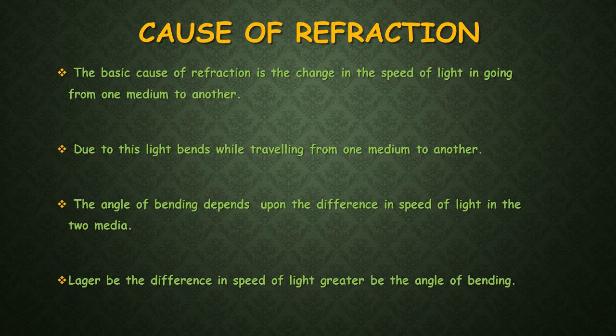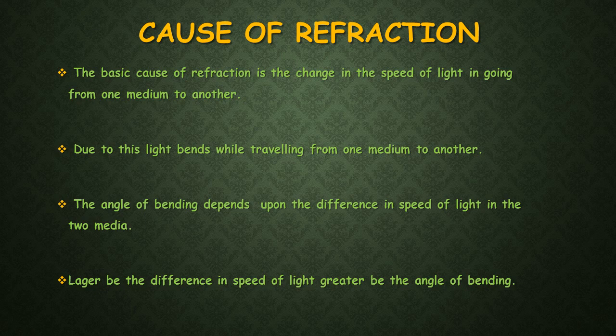For example, light will bend through a larger angle in going from air to glass than in going from air to water. This is because the speed of light in air is 3 × 10^8 meters per second, and in glass is 2 × 10^8 meters per second, whereas the speed of light in water is 2.25 × 10^8 meters per second. In this way, you can say the only cause of refraction is the change in the speed of light when it is traveling from one medium to another.